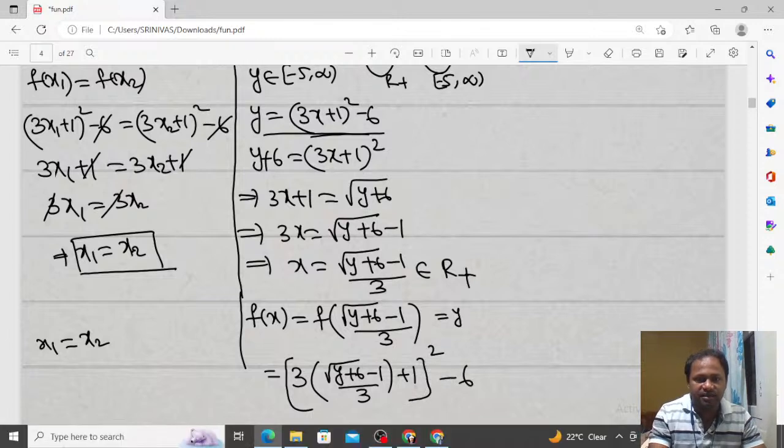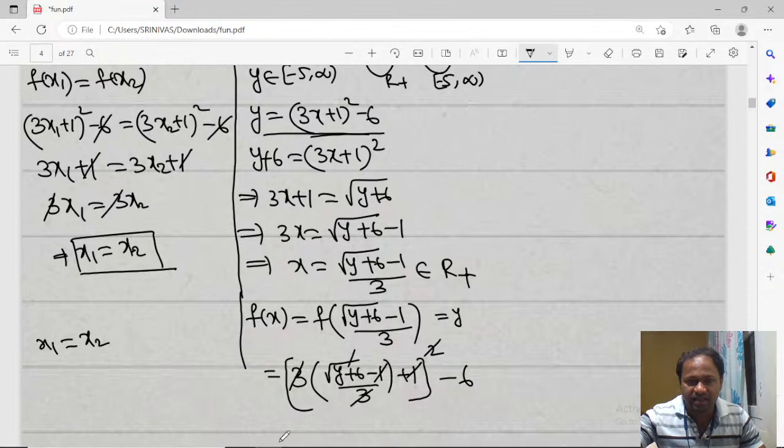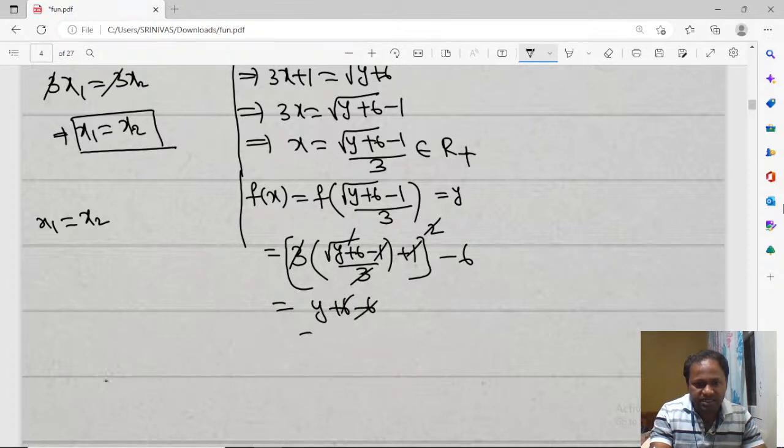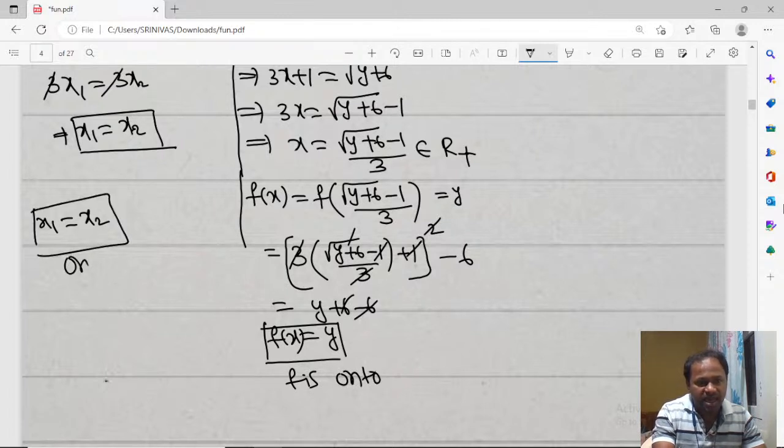Minus 6. Here the 3s get cancelled, the 1s get cancelled, and the square root will get cancelled. So what we get? y + 6 − 6 = y. So f(x) = y. That's why f is onto. So f is one-one as well as onto. So from these two we can say that it is a bijection.